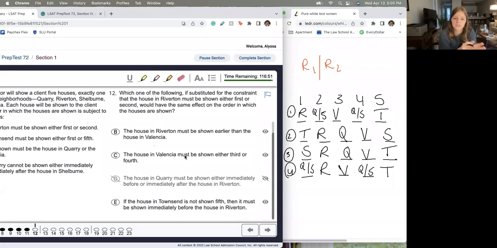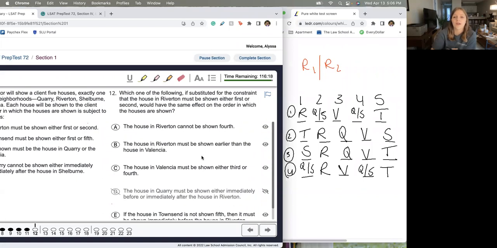Last one, E: if the house in Townsend is not shown fifth, then it must be shown immediately before the house in Riverton. That has to be true. If Townsend's not shown fifth, then we're in that second world and it's immediately before Riverton. So at the very least, if you have a couple minutes left over, you can go into phase 1 and eliminate some of your answer choices, and at least narrow down your answer choice. For some of the easier ones, phase 1 is enough to get your answer. You may get lucky, or you may have a really tough one where none of them get eliminated. But in this case, we could at least narrow it down to 4 answer choices rather than 5.